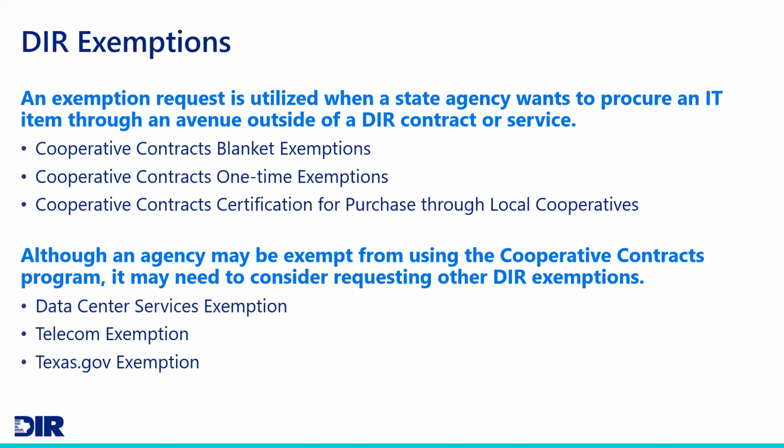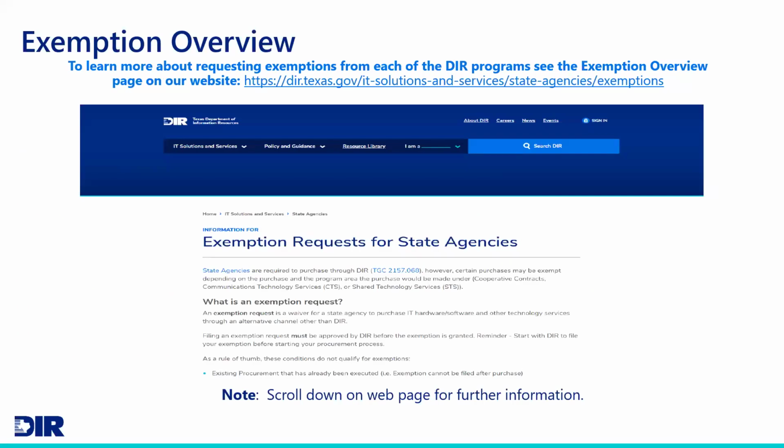And also keep in mind that your agency might be exempt from using our cooperative contracts, but you might need to consider other exemptions through program areas. So that would include our data center services exemption, our telecom exemption, or the Texas.gov exemption. So keep those in mind. But today I'm going to walk through the example of the one-time exemption. But before that, there is information on the DIR website, and I've provided the link to the exemption overview of how those rules apply to Texas state agencies, and then gives an explanation on the exemption request process.